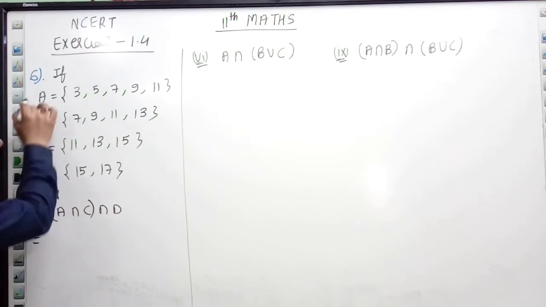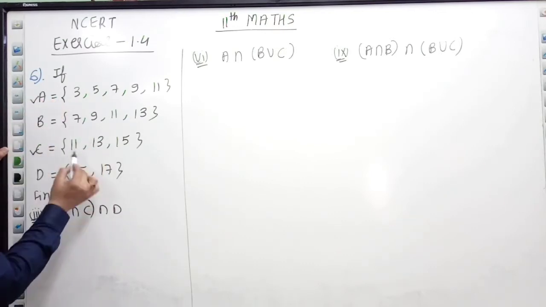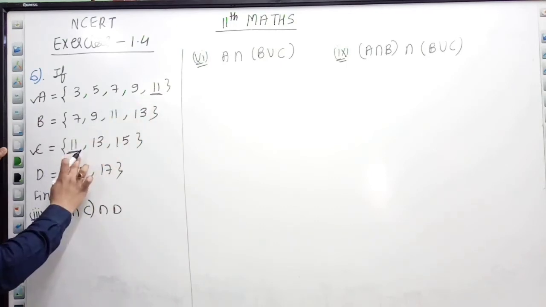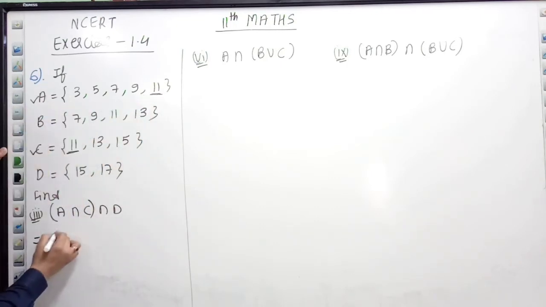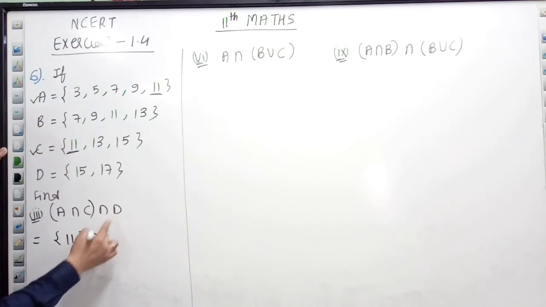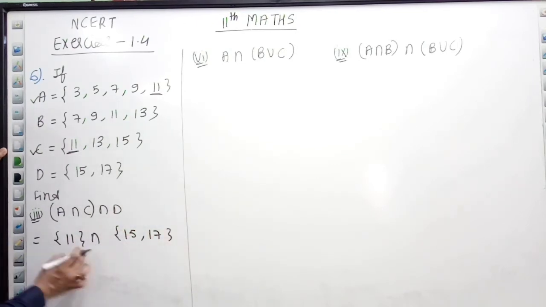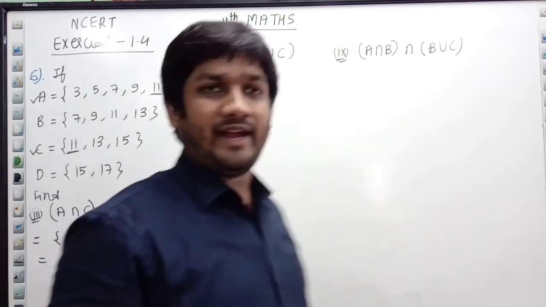A and C, what is common in A and C? When you look, you can say 11 is common. 11 is common in A and C. Only one element. So A intersection C will be 11. Intersection D, D is 15, 17. Now is anything common between 15, 17 and 11? You will say no. So the answer will be empty.